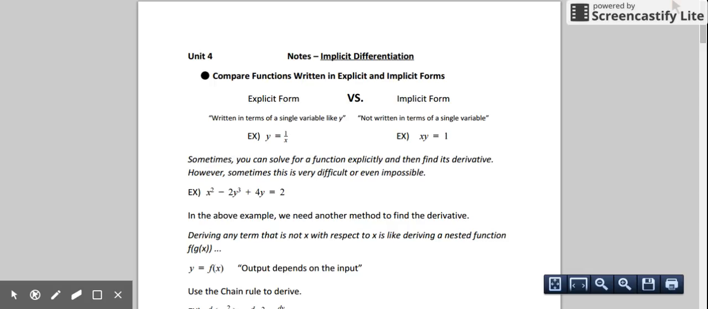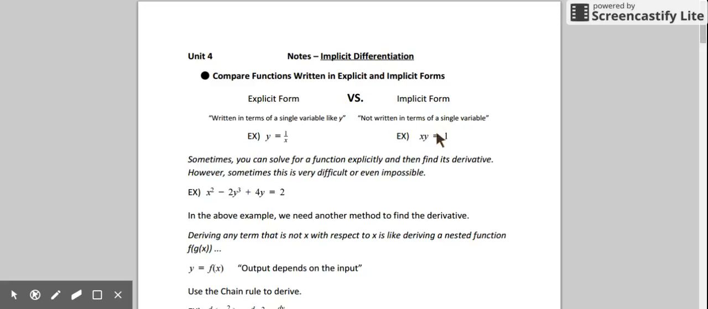In this video, I'm going to be explaining how to use implicit differentiation. First thing we want to do is figure out what it means to be in an implicit form. So there's two types of forms equations or functions can be in. Explicit forms are where functions are written explicitly for one variable, like y equals something. Implicit forms means that we haven't solved for a single variable.